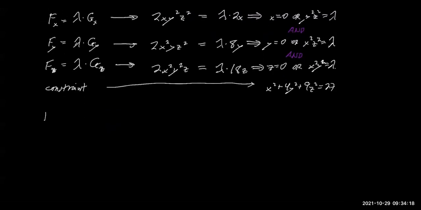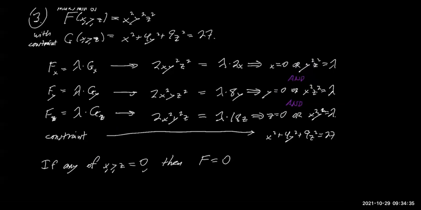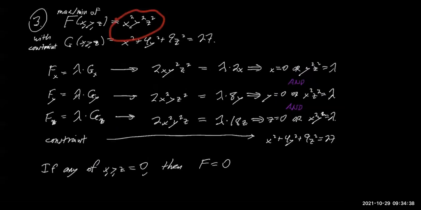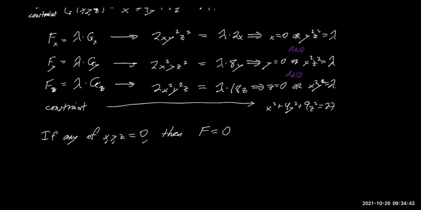So if any of x, y, or z equals 0, then capital F equals 0, because the function is x squared, y squared, z squared. And that's clear, and that's also clearly a minimum value, because there's no way for this to be negative, right? So that's actually the minimum. Okay, so now it's going to be more a matter of finding the maximum.